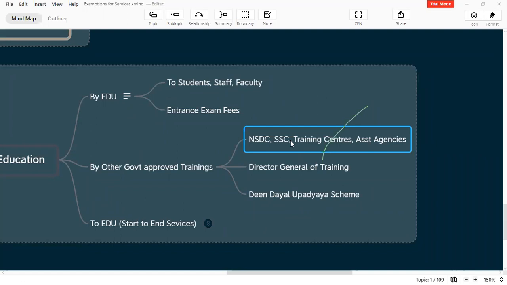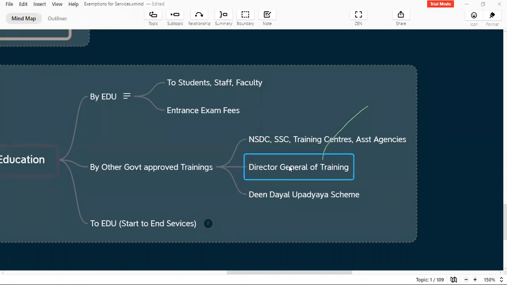The NSDC is national level. The State Skill Development Corporation is state level. They have training centers, assessment agencies, everything is exempt. For example, training in accounting can be a skill development program. This is approved by the National Council.